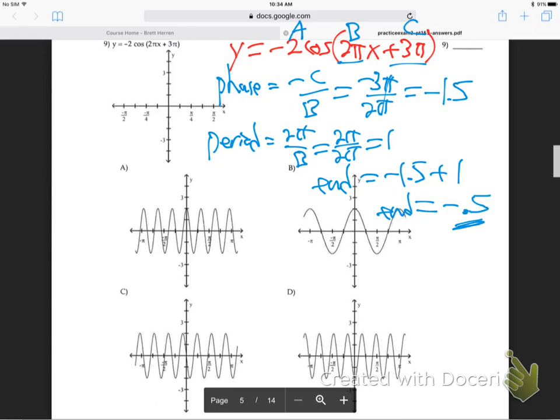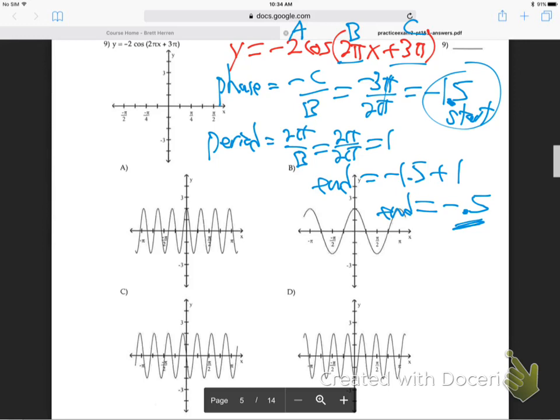You guys with me on that? We always start at the phase shift. We start at the phase shift, find the period, and then we add the phase shift plus the period. That's where it ends. So we're going to make a graph, a cosine graph that starts at negative 1.5.